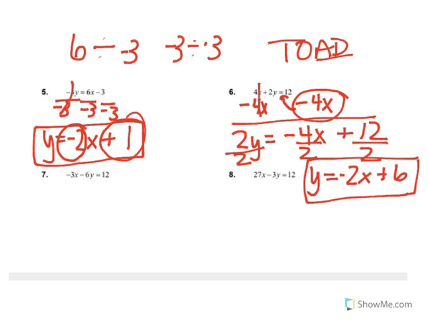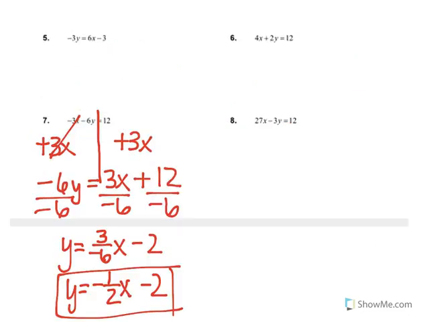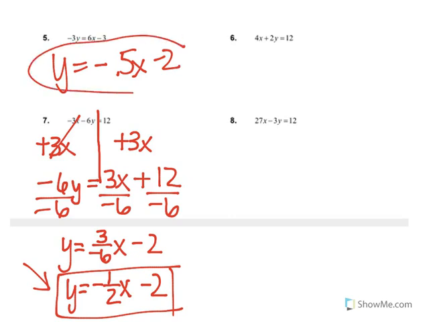Why don't you try number 7 without my help? Hit pause and do it. See what you can do. Okay, so on number 7, this should be your final answer. If you used your calculator, you might have y equals -0.5x minus 2. Either way is fine. It's y equals -1/2x minus 2. Take the x over, that's the +3, and then divide by -6. Everything gets divided. So let's do the last one.